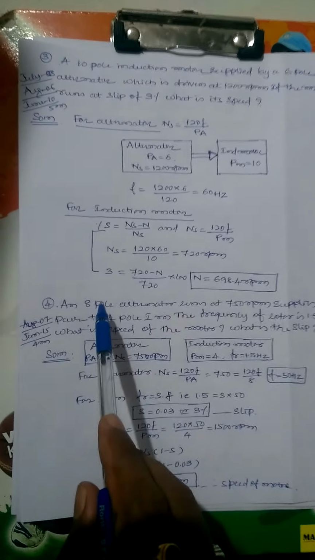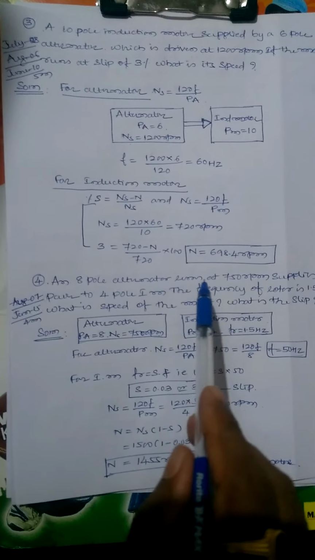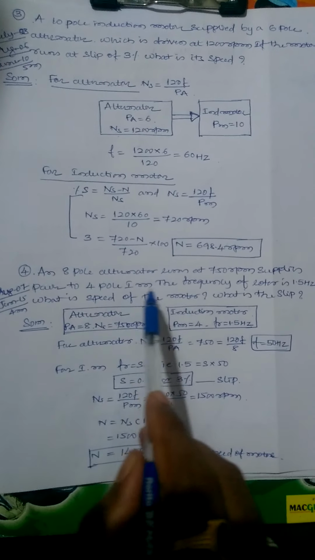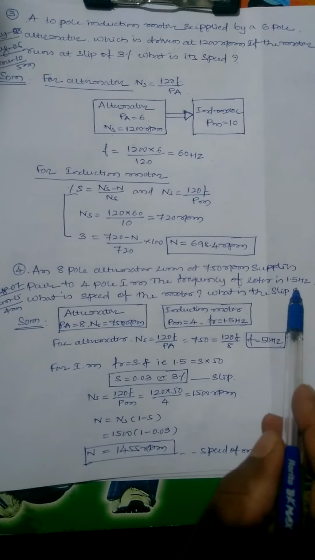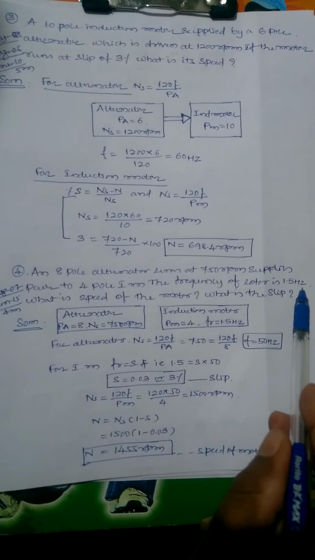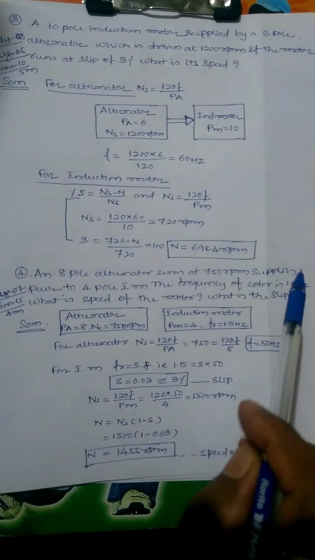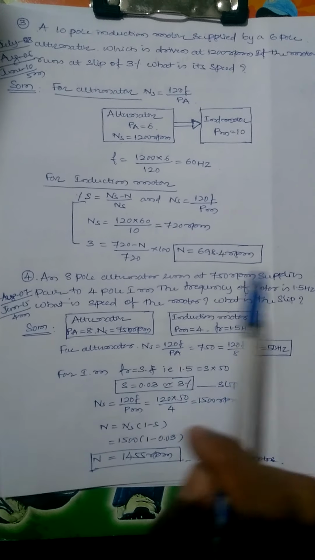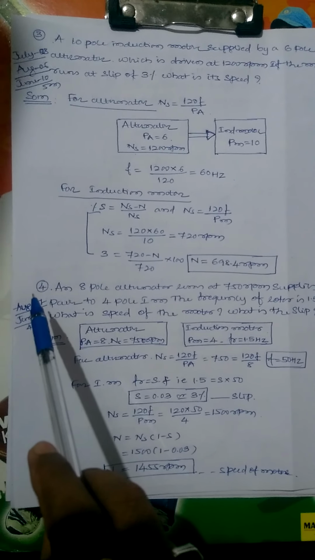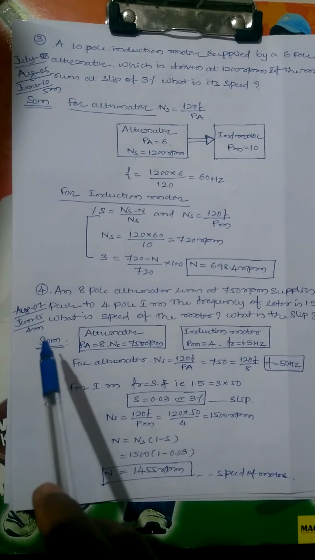Next problem number 4. An 8-pole alternator runs at 750 rpm, supplies power to a 4-pole induction motor. Frequency of rotor current, Fr, is 1.5 Hz. What is the speed of the motor? What is the slip? Here you calculate speed and slip using rotor current frequency. It's also an exam problem from August 2007, January 2015, 4 marks.